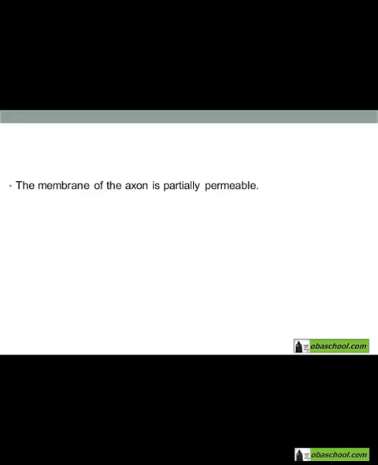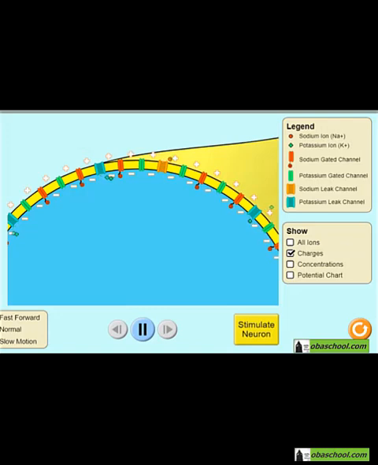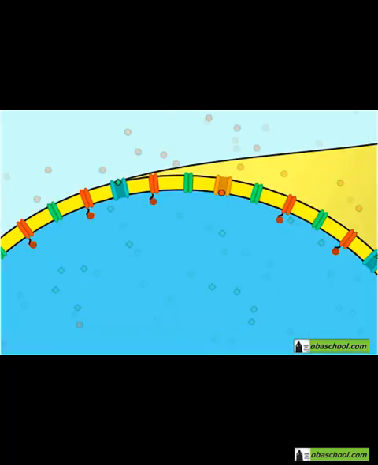The membrane of the axon is partially permeable. When we say a membrane is permeable, that means it's not completely sealed. It allows certain particles to cross from the outside to inside or from inside to outside.